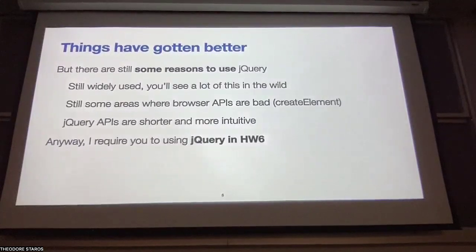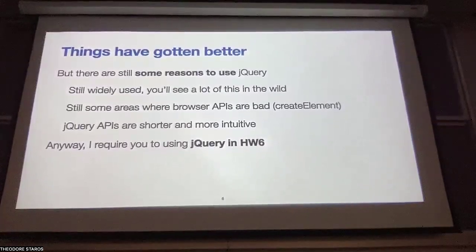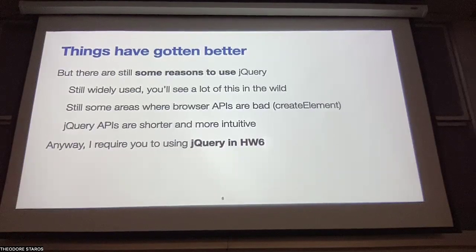First of all, you'll see a lot of jQuery out there in the wild. This was a really popular library from like 2008 to 2016. There are still some areas where the browser APIs are bad, and I'd rather not teach you the bad, scary browser API and just teach you the nice jQuery one. And they're easier to remember just because they have better names and so on. So that's the pitch. Anyway, we're going to be using jQuery in homework 6, and today I'll be introducing you to the library. Okay, so that's my quick intro as to where we're learning this.